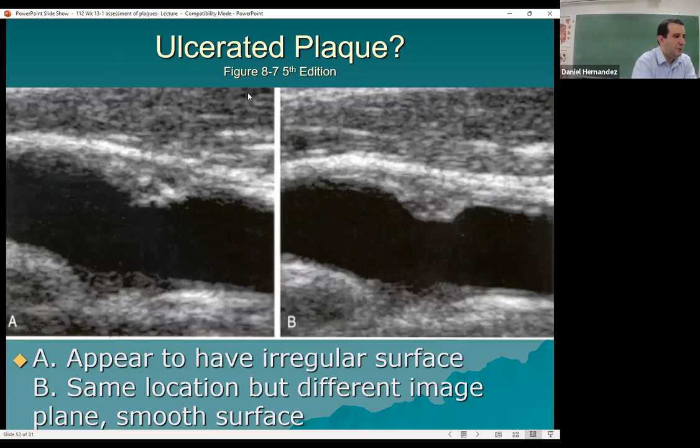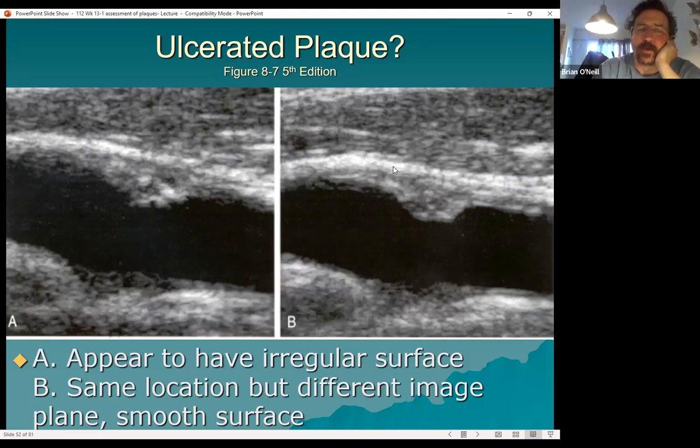So just be careful when we're talking about plaque that is ulcerated. In this case, it looked like there were some ulcerations to this plaque where it kind of looked irregular. I'm tracing the borders of it here, so it looked like there were areas where it was a little more ulcerated. And then they got another view on it and it looked a little smoother when you changed your angle a little bit.